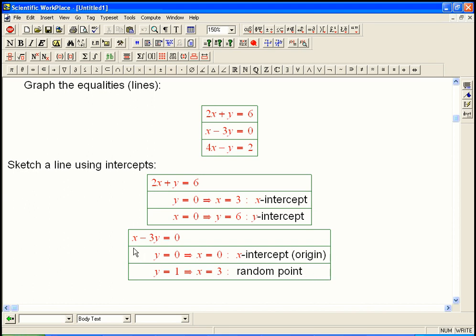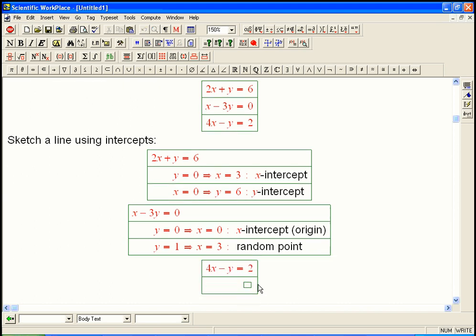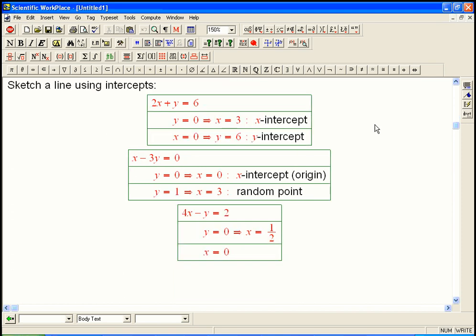And then the third one is where we can use the two-intercept method. If y equals 0, then x equals 1/2. And that's going to be the x-intercept. And if x equals 0, then y equals minus 2. There we go. And that's the y-intercept. So that would allow us to plot carefully all those three lines.